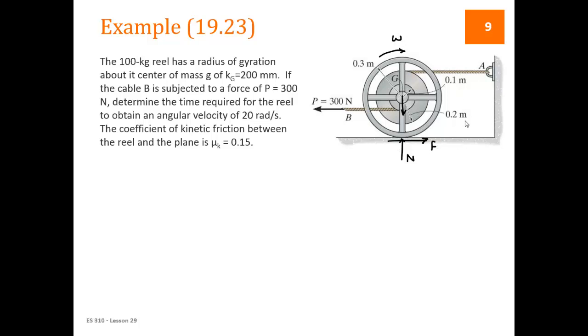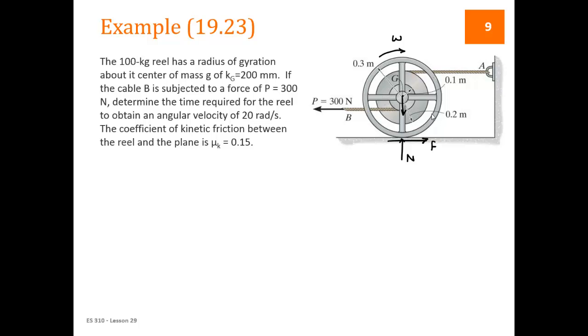Now there are two ways to approach this, and I'm going to show you both of them. We'll do the difficult one first, and then I'll show you the easier one. The difficult way would be using VG, the center of gravity, as our point. The easier way is going to be using an instantaneous center of zero velocity as the point we use.